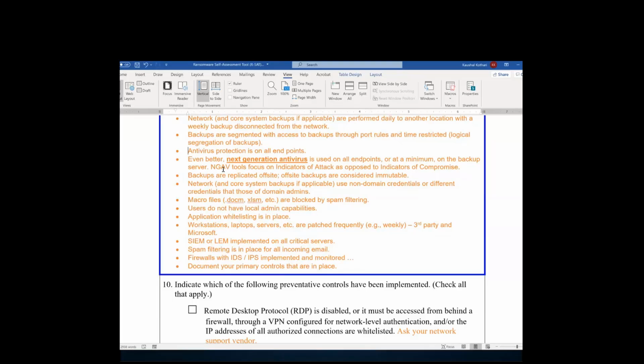So next generation antivirus solutions like CrowdStrike or Sophos Intercept X, EDR, there's Cylance, there's Carbon Black Cloud. There's a bunch of different tools out there that are really good at detecting indicators of attack and then blocking the attack before it happens. So the thought process being indicators of compromise is more reactive, whereas indicators of attack is more proactive.